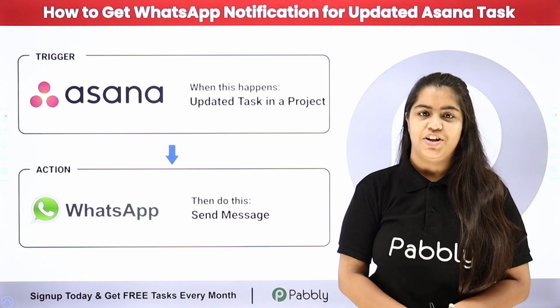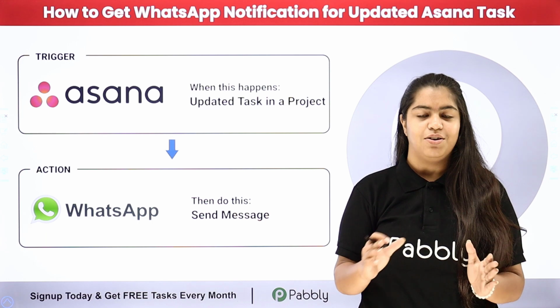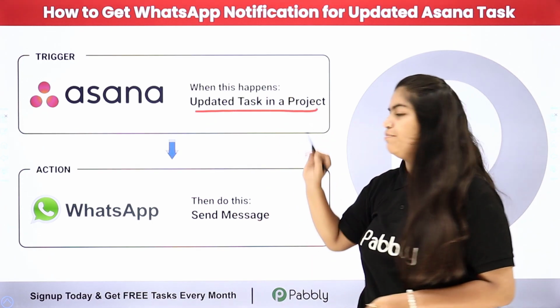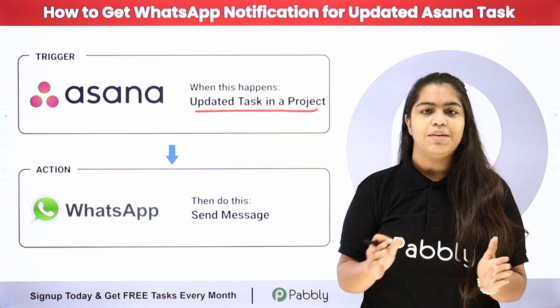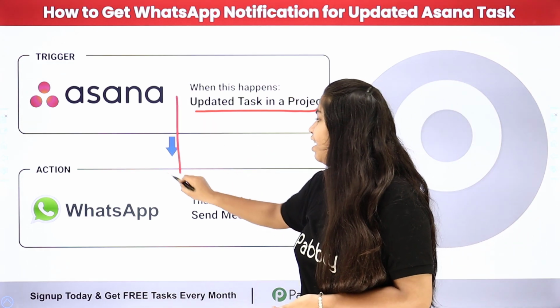I'm managing a team project, and for that we use Asana to manage our task and check the progress of that task. And now I want that as soon as a new task is updated in my project, in my Asana account, automatically I should receive an automated WhatsApp message with the progress details. So to do this, we are going to create a connection between Asana and WhatsApp.